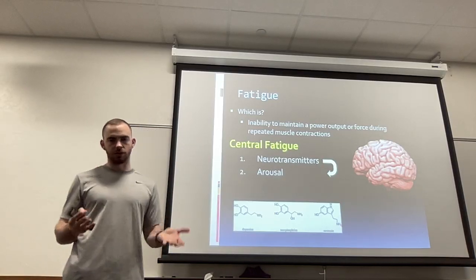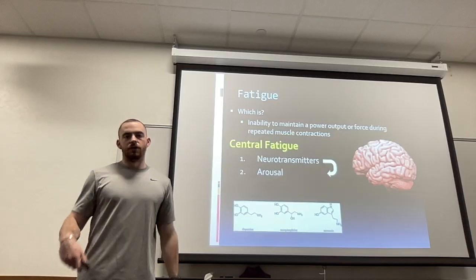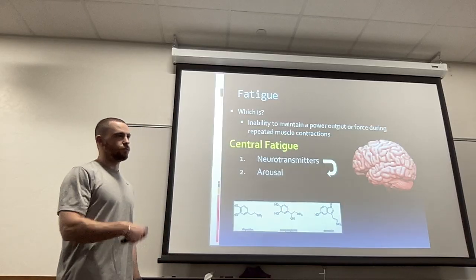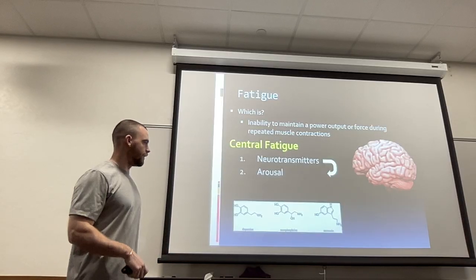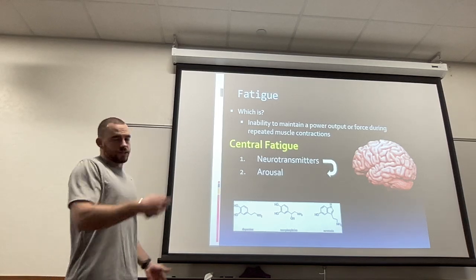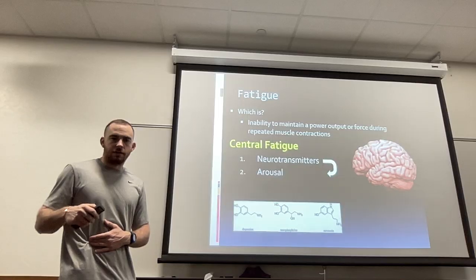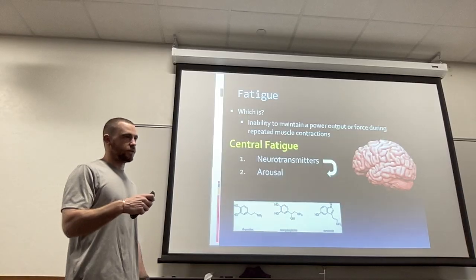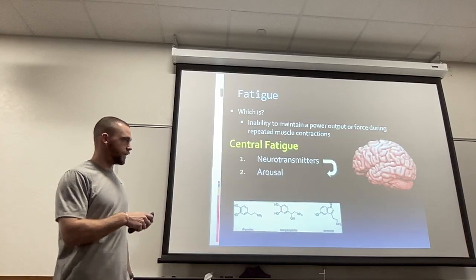When you have that ratio where dopamine's high and serotonin's low, you're going to have the arousal needed to recruit muscle fibers and get the job done. When you have the opposite, it's just the opposite. You're not going to have that arousal, that motivation that you need to recruit all of the muscle fibers that you need.